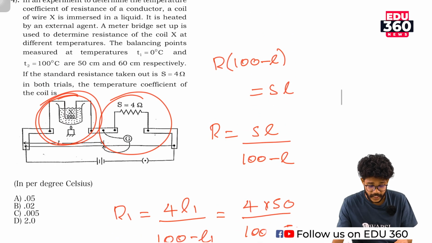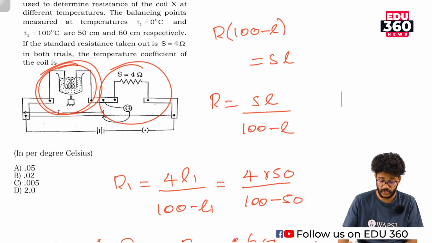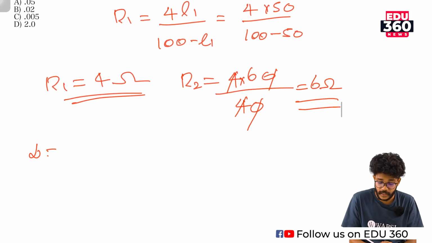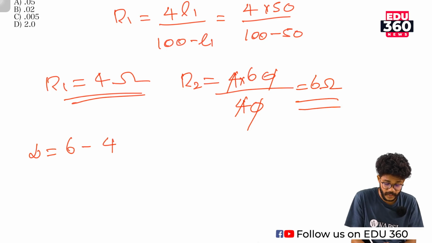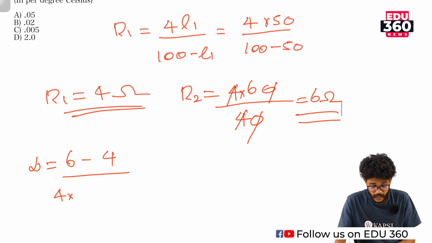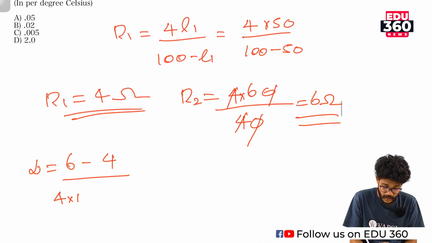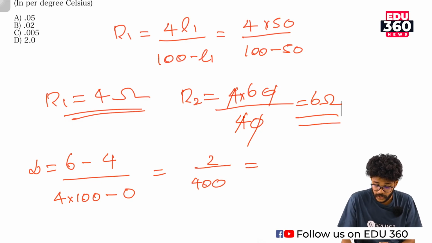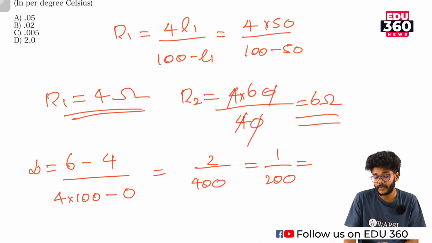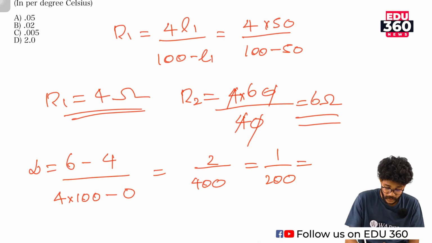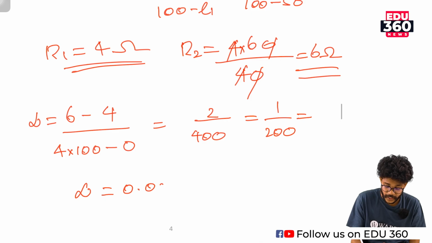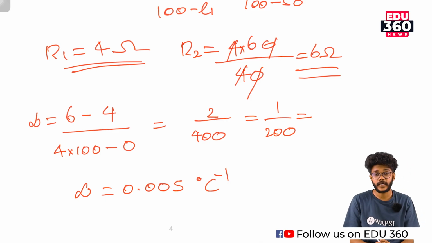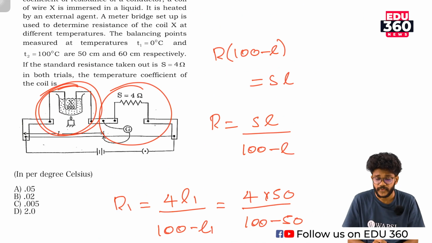We get the resistance and we get the temperature. So alpha is equal to R2 minus R1, 6 ohm minus 4 ohm, divided by 4 into the high temperature. High temperature is 100 minus 0, which is equal to 2 by 400, which is equal to 1 by 200. 1 by 100 is 0.01, so 1 by 200 is 0.005. So alpha is equal to 0.005 per degree Celsius. So which option is correct? Option C is the correct answer.